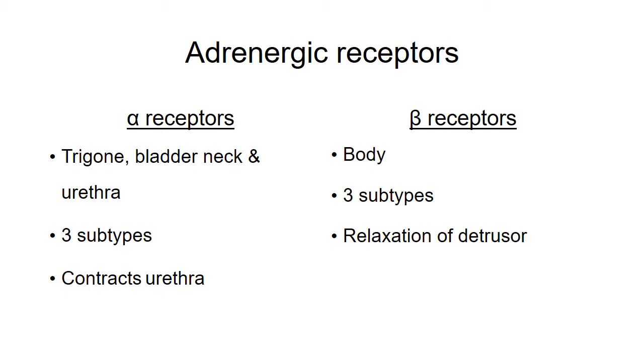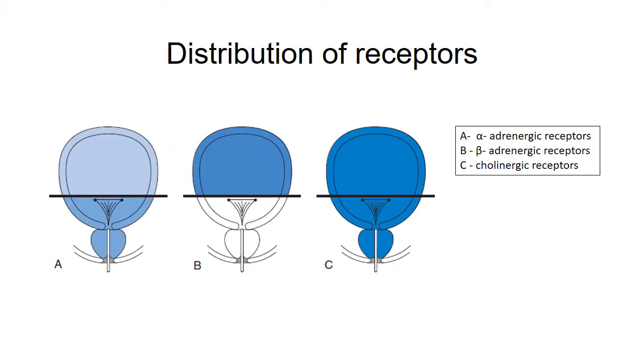Beta receptors, whereas, are seen mainly in the dome of the bladder, body of the bladder. There are 3 subtypes here also: beta 1, beta 2 and beta 3. Functionally, it produces relaxation of the detrusor muscle.